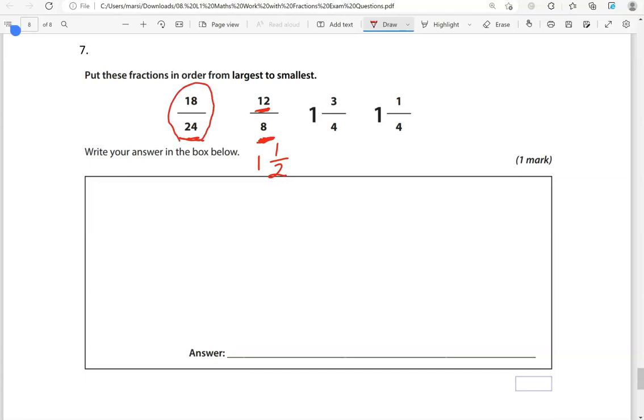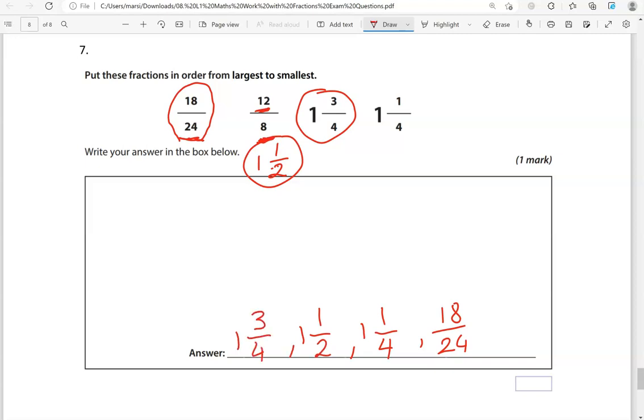18/24, that's the smallest, as we said earlier. So that would be the last number. Comparing these three. So we've got 1 1/2, 1 3/4, 1 1/4. 1 1/4 is the smallest of them all. So that would come right before 18/24. Now the next smallest one would be 1 1/2, and then we have 1 3/4. So now they are in order from the largest to the smallest.